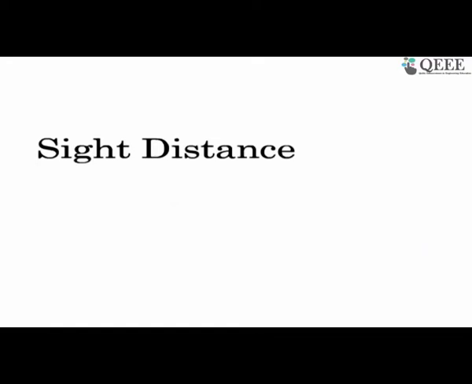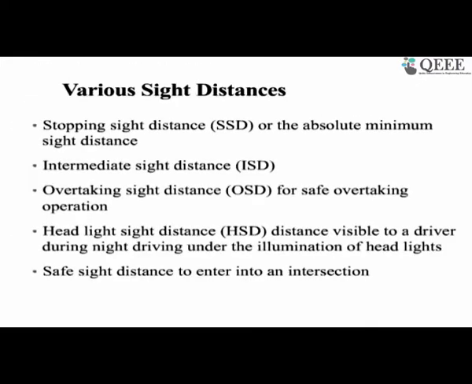Now let's look into the next part, the sight distance. This is the primary component through which the design is going to be governed. Because at the very least you want a vehicle to stop whenever there is a danger, and that is called the stopping sight distance. Then the other types of sight distance are intermediate sight distance, overtaking sight distance, headlight sight distance, and safe sight distance. So we'll go one by one.